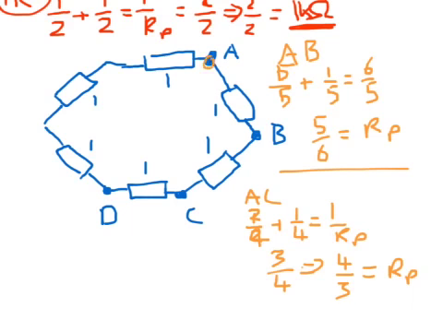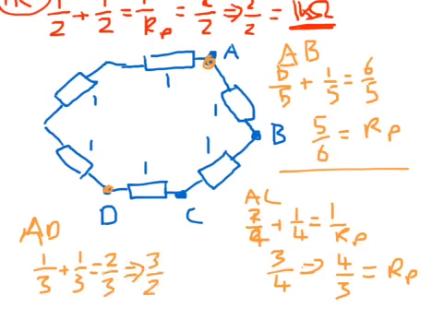Okay, then taking the extreme case between A and D, we've got 1 over 3 plus 1 over 3, which equals 2/3, which leads us to have 3 over 2, which is 1.5 ohms for Rp, or 1.5k ohms. So again, same pattern, the extreme opposite gives us the maximum resistance. Okay, there is a pattern emerging here.